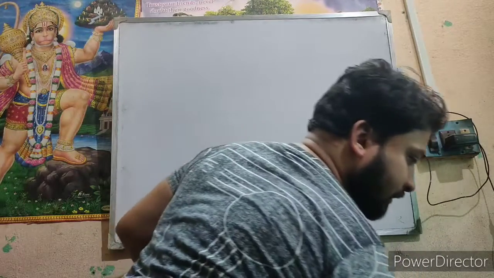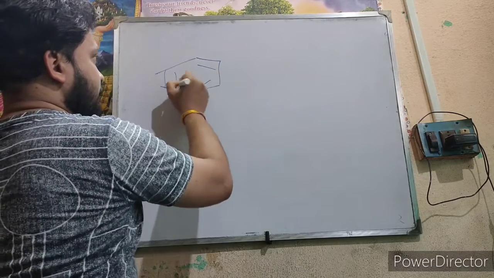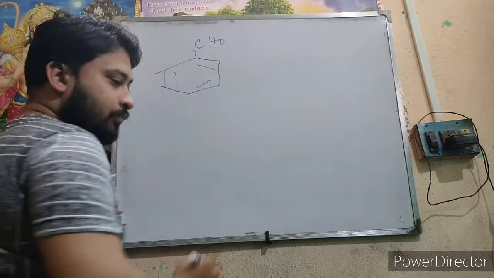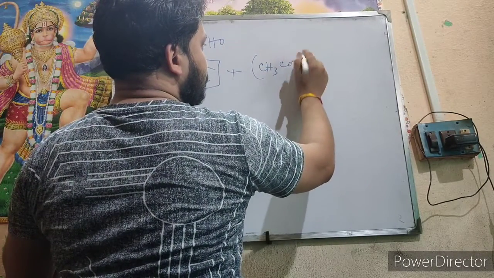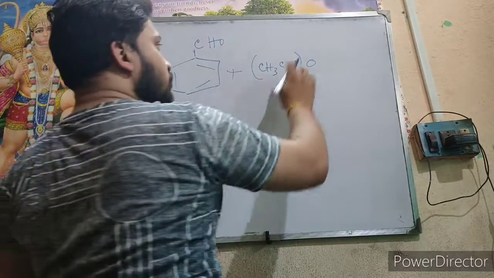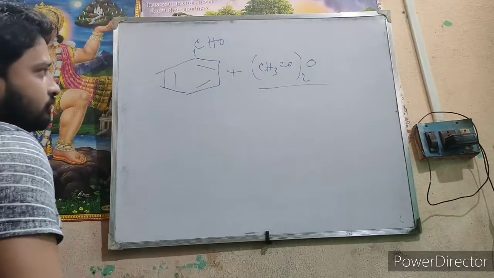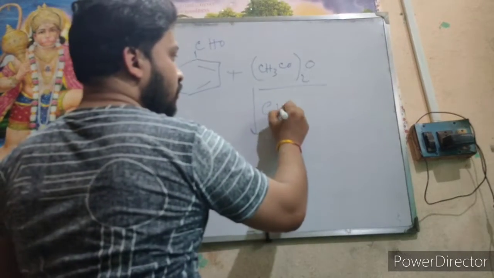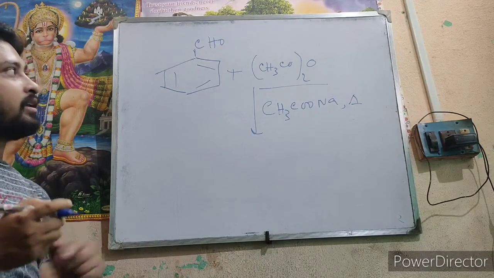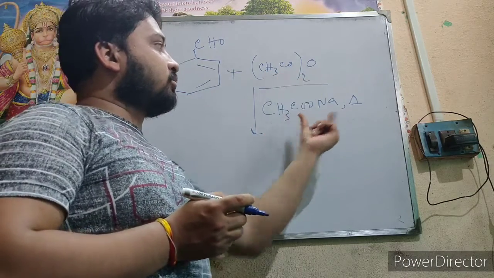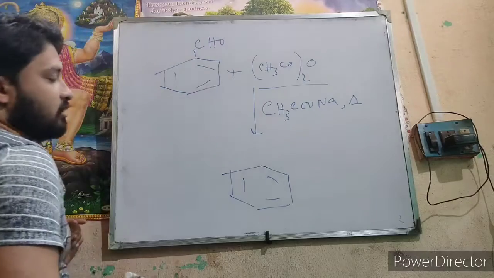Now, the next reaction prepares cinnamic acid. If you have benzaldehyde, you use acetic anhydride, (CH3CO)2O. For acetic anhydride, you should use CH3COONa and heat. You take benzaldehyde, you take acetic anhydride, then use this substance for the reaction. You get cinnamic acid. This is the preparation of cinnamic acid, very important.